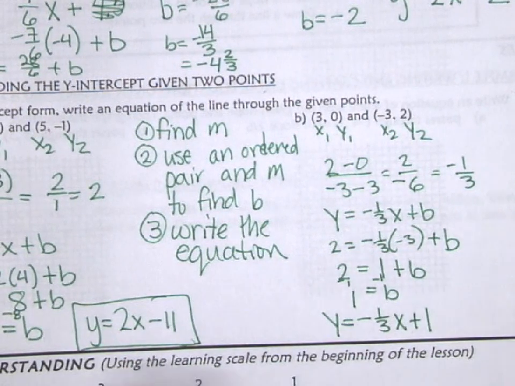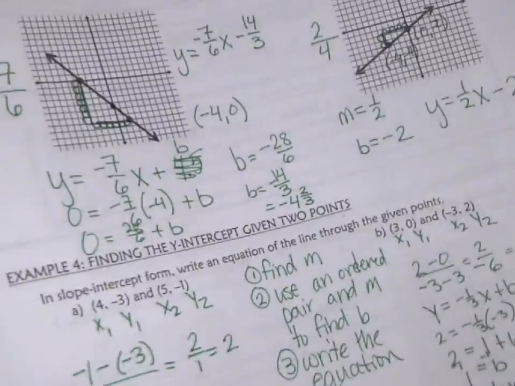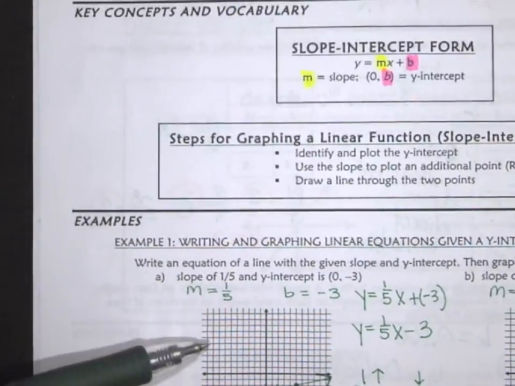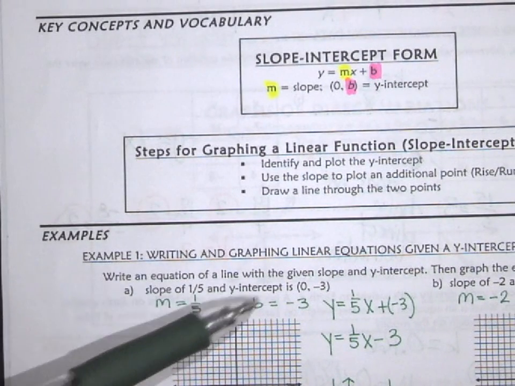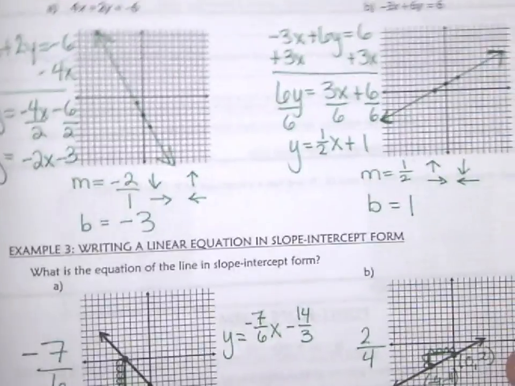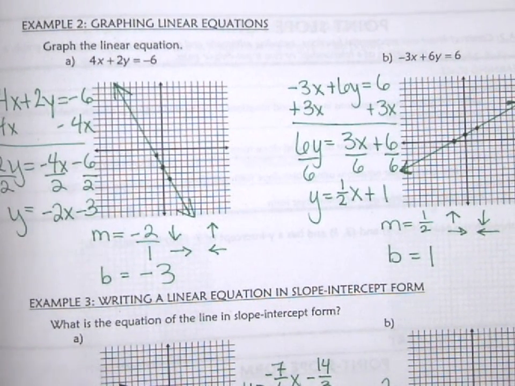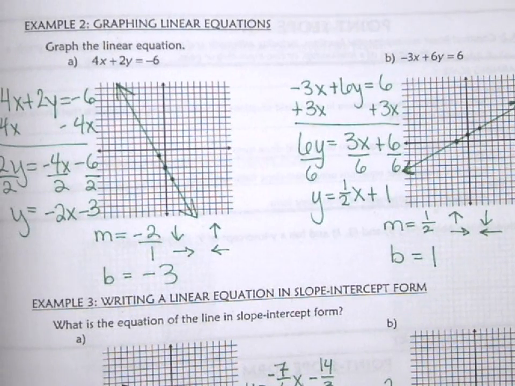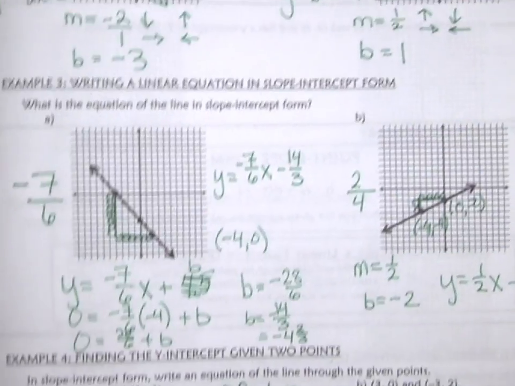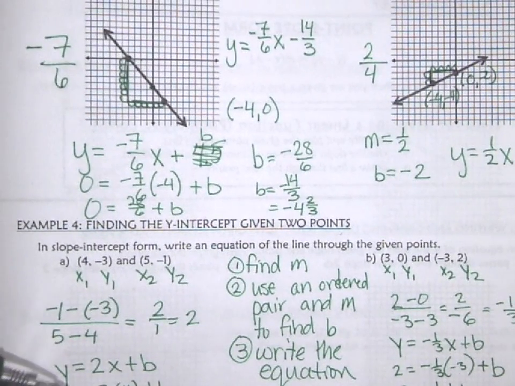So now you should be able to write an equation given the slope and the intercept and graph it. You should be able to graph a linear equation in slope-intercept form, even if it's not given to you in slope-intercept form. Write an equation from a graph, and write an equation from 2 points.